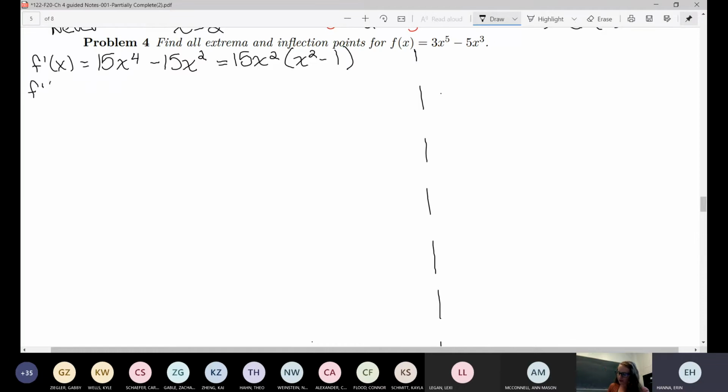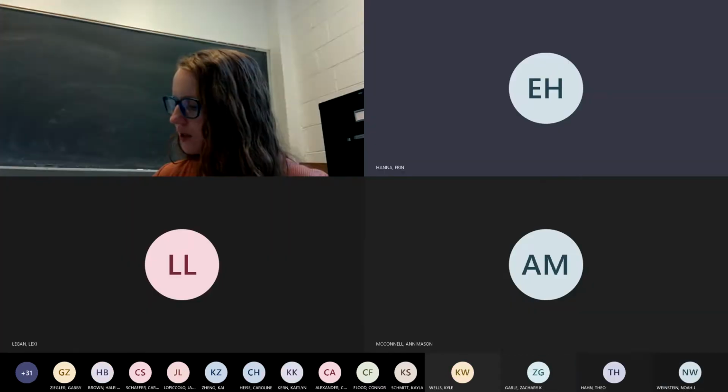Then you want to set the derivative equal to 0 and find if it's undefined. In this case, it's never undefined. Also, Haley, the large majority of the ones that we do handle aren't going to be undefined. It's just something that we do need to check in case of that one tiny chance that it is. Yes, I can share my screen again.